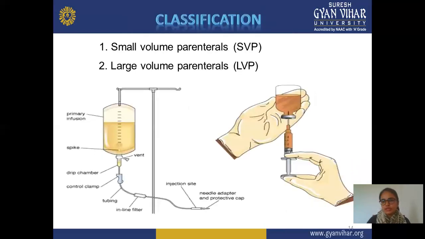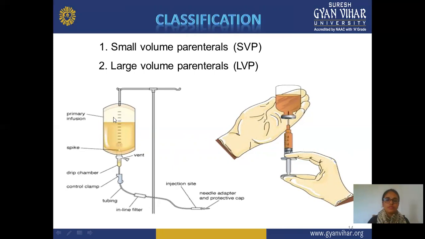Next is classification. In classification, it is divided into two categories. One is small volume parenteral, and the second is large volume parenteral. So according to the type of formulation, you can formulate your parenteral product within a small volume or within a large volume.